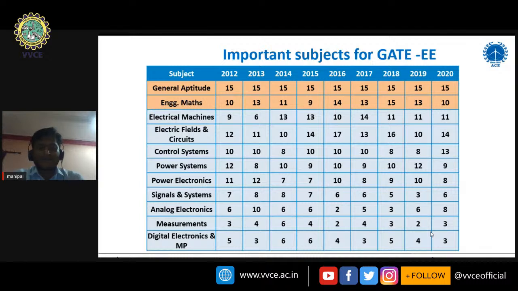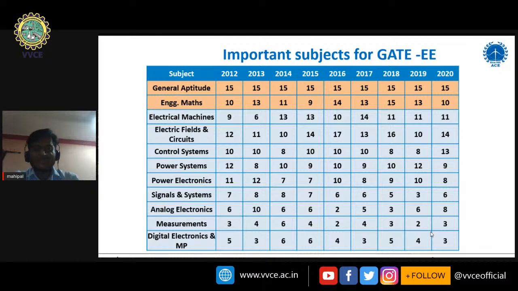Second, engineering mathematics is giving almost every year 10 plus marks. If you take the average, it's going to be around 13 marks. You are going to get 12 to 13 marks on average every year. Okay, that's the second point.